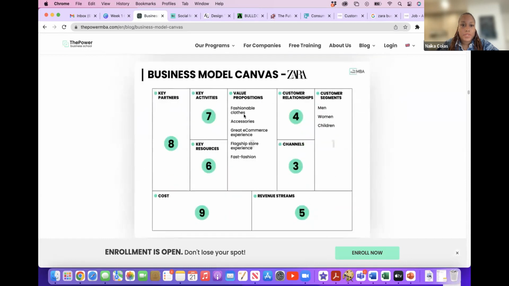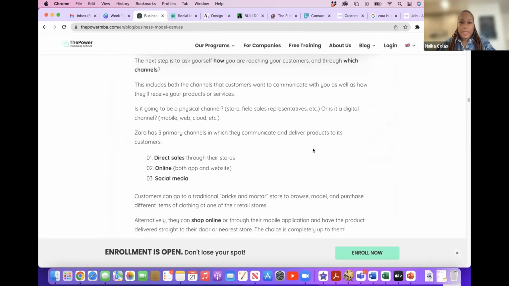Okay. Value proposition: fashionable clothing. They have accessories, a great e-commerce experience, and a flagship store experience, and it's fast fashion. Terrible. This is not the best, but for consumers that enjoy fast fashion, maybe there's no turnaround. They get their pieces in 2 to 3 days. That's what they're looking for, and that's the value that you're providing them. And these are different revenue channels: direct sales through their stores, they sell online, and then social media. They use social media to boost their sales.